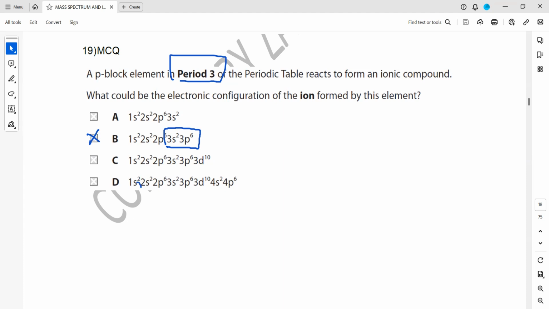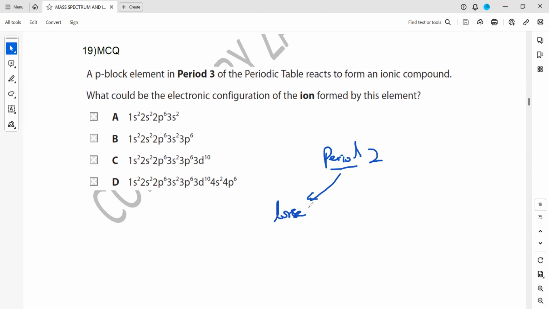So the same question can be there related to period 2 as well. They can, for example, ask about period 2. So if they ask about period 2, what might happen? It will lose all the electrons. It will be the loss of electrons from the second shell, or it will gain electrons and complete the second shell.